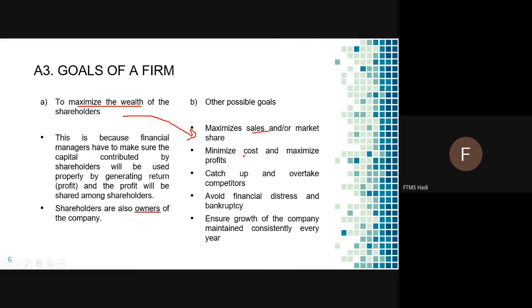Okay, other possible goals, after maximizing the wealth: the company can maximize sales, minimize cost and maximize profit. Catch up and overtake competitors, because business cannot run without competitors; it must compete very well. In terms of healthy finance, avoid financial distress and bankruptcy. This is what we call a major disease that happens in a company, which is bankruptcy. We don't want the company to face this kind of major problem.